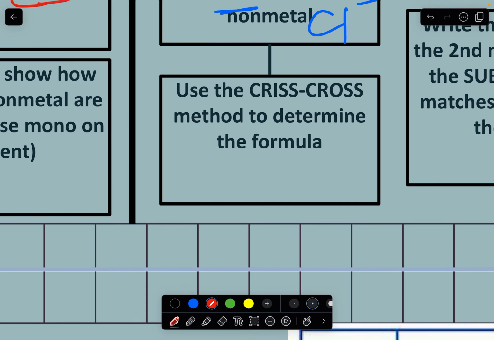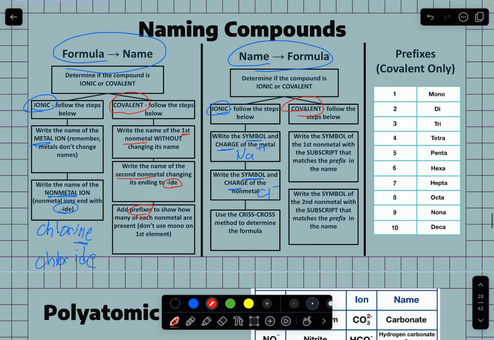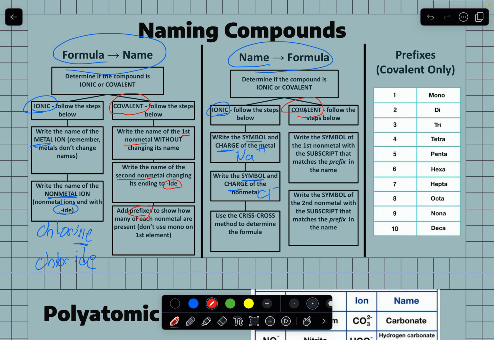Okay. For covalent, you're going to write the symbol of the first nonmetal, and then the subscript, the number on the bottom, is going to match the prefix on the right. So for example, if you have penta, you're going to put a 5 underneath it as subscript. Then you're going to write the symbol of the second nonmetal, and the subscript, again, is from that table. Okay.